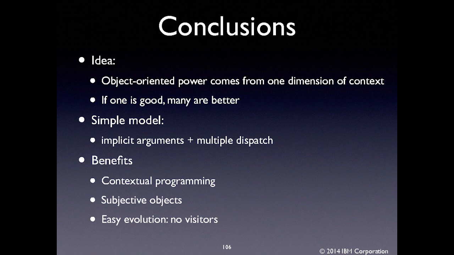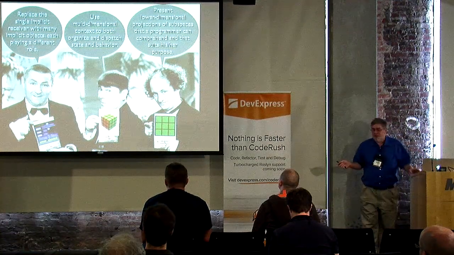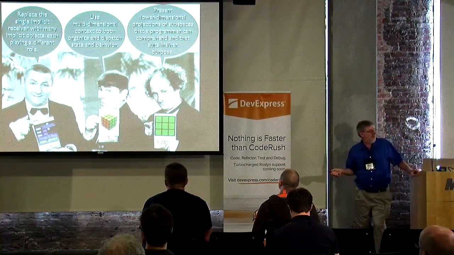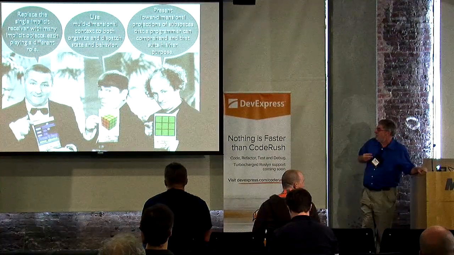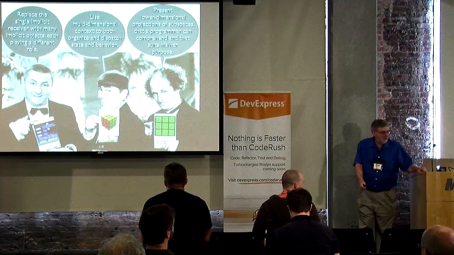And there's a lot of stuff. The people who like static checking can figure out how to statically check it, et cetera, et cetera. But I just wanted to explore the core of the idea. It's implicit arguments and multiple dispatch. I think I've bored you to death with the benefits. Here's the Three Stooges slide again, which is a good one to leave up on the screen as we take questions. Or me and Moe, Larry, and Curly take questions.